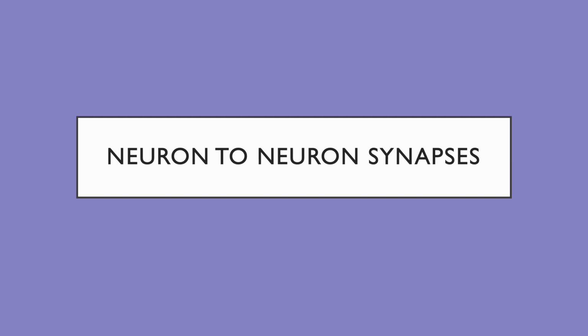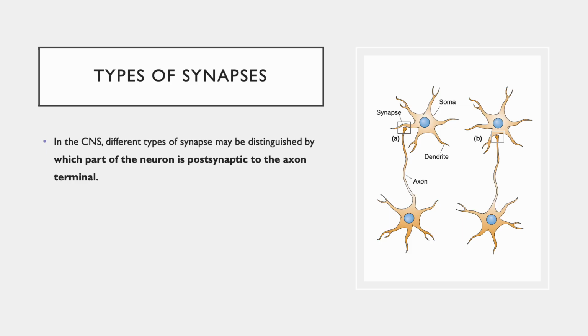Now we're going to talk about neuron to neuron. So this should be review for all of you. We discussed the different types of synapses in Chapter 2 already, but I want to briefly review it again because it will come up on Exam 1. So in the central nervous system, there are different types of synapses which can distinguish which part of the neuron is postsynaptic to the axon terminal.